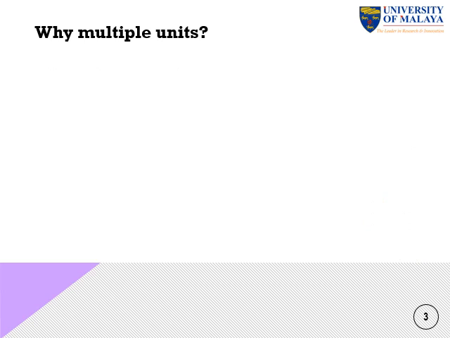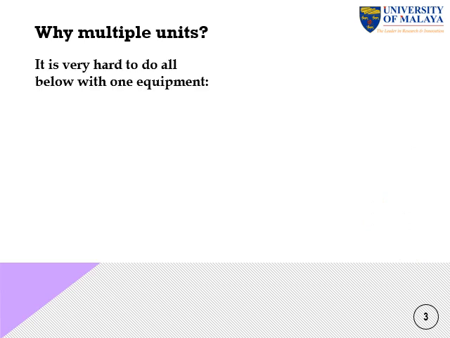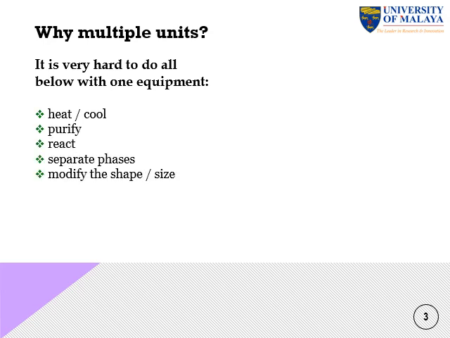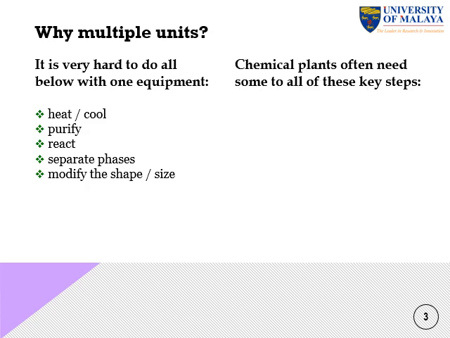Okay, so why do we have to have multiple units? Well, by now you should know that it is very hard to do all of the tasks below with only one equipment. It's impossible for a chemical plant to accomplish all of these tasks using just one multi-purpose equipment. To heat, to cool, you need a heat exchanger. To purify, you need a separator, separation equipment. To react, of course, you need a reactor. To separate phases, again, it's separation equipment. And then to modify the shape or sizes, you need a special equipment for that. So chemical plants often need some to all of these key steps.